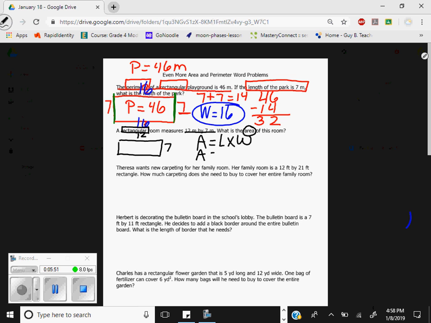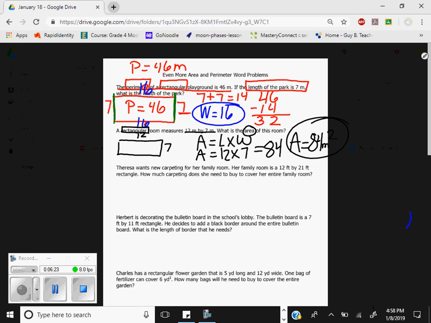We know A equals 12 times 7. And 12 times 7 is a basic multiplication fact. 12 times 7 is 84. So the area of the room is 84 meters squared. And I'm going to circle that for my teacher so that she can see that.